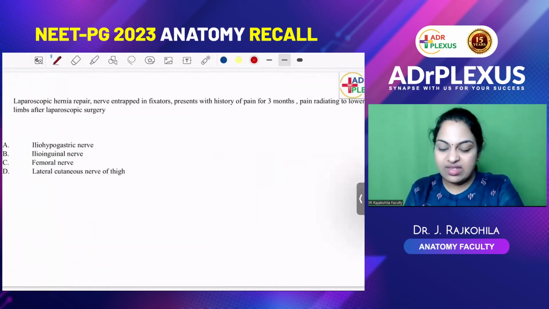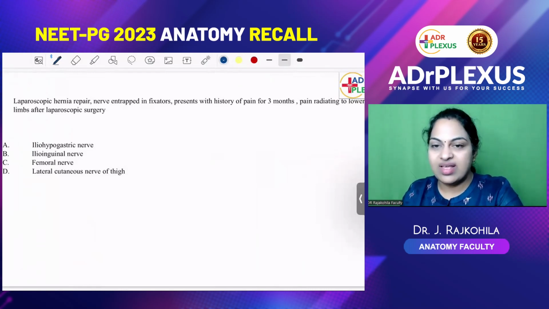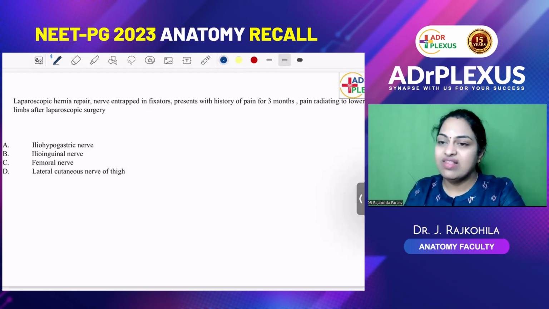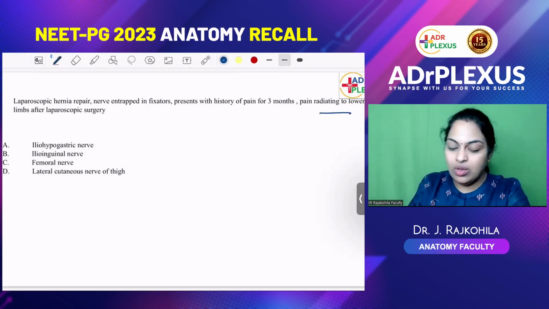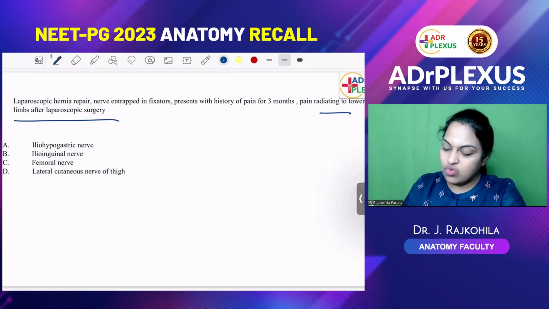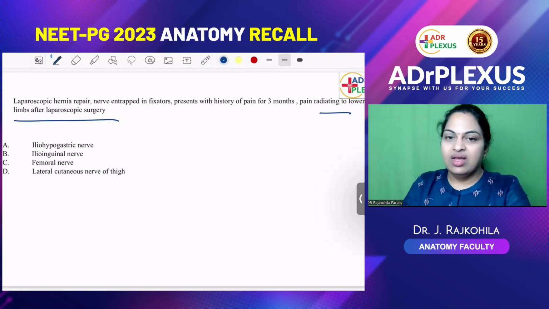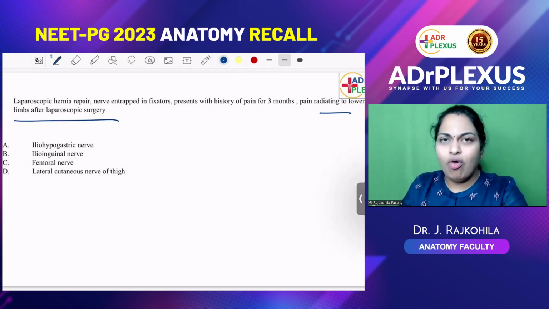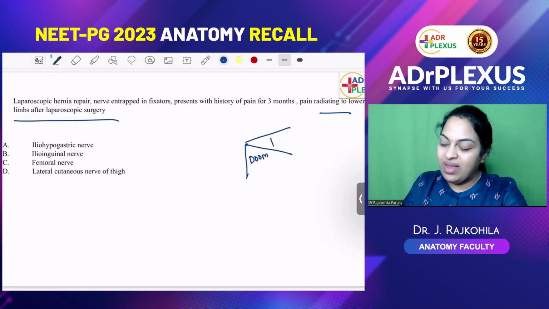Okay, this is another question. Yeah, this is also interesting. Laparoscopic hernia repair: the nerve entrapped in the fixators, and the patient presents with a history of pain for 3 months and the pain radiating to the lower limb after surgery. If you remember, in laparoscopic hernia repair, the 2 important triangles will be the triangle of doom and the triangle of pain, isn't it?